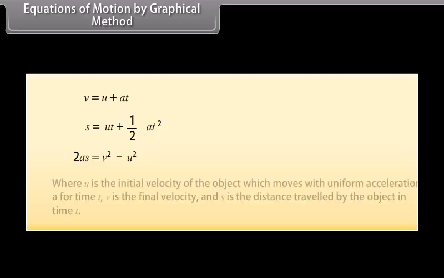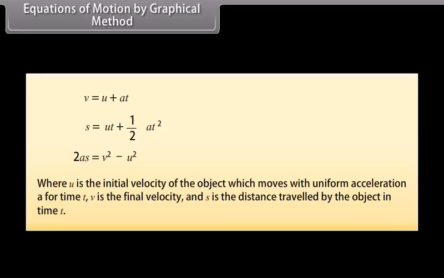Equations of motion by graphical method. The three equations of motion are v = u + at, s = ut + 1/2 at², and 2as = v² - u², where u is the initial velocity of the object which moves with uniform acceleration a for time t, v is the final velocity, and s is the distance traveled by the object in time t.